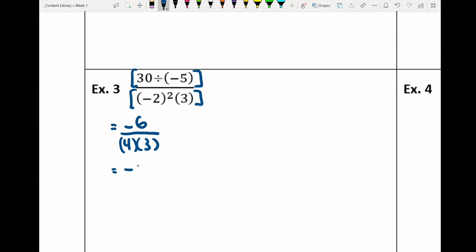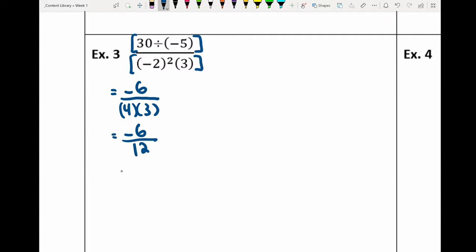Next, I still haven't simplified the bottom, so I'm still going to simplify that first. So 4 times 3, which is 12. And then finally, there's one last operation. Remember, if it's a fraction, it means divide. So -6 divided by 12 is -1/2, or -0.5.